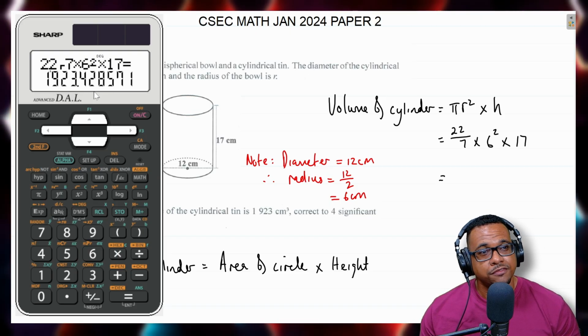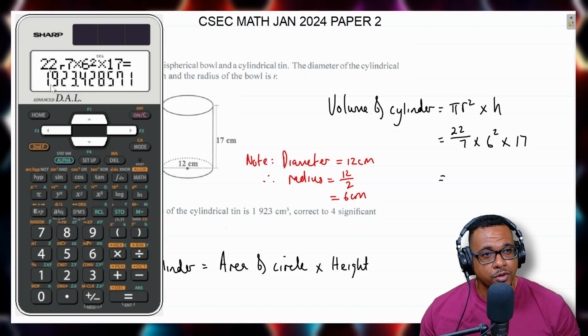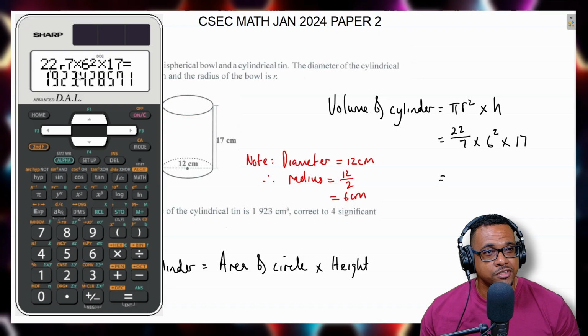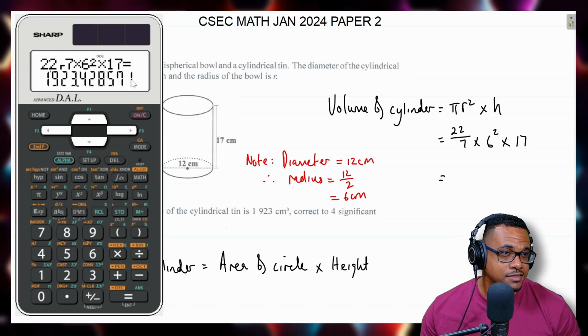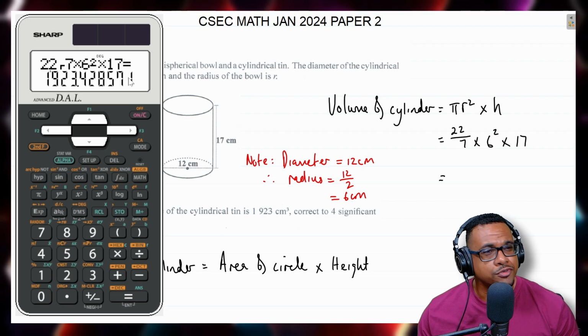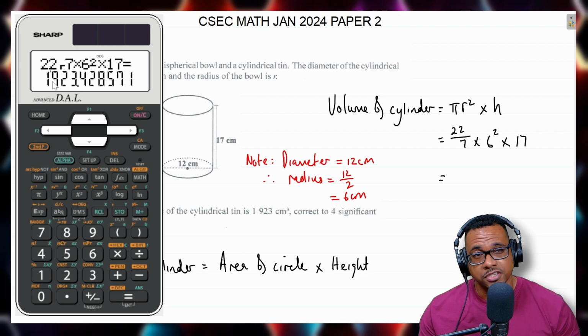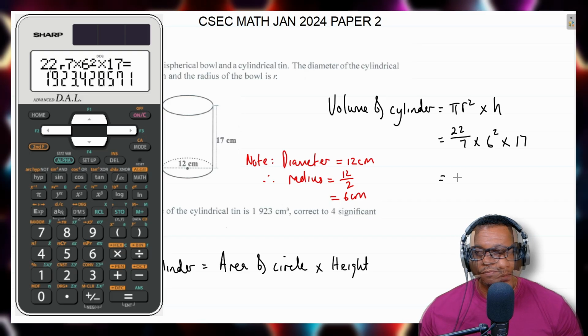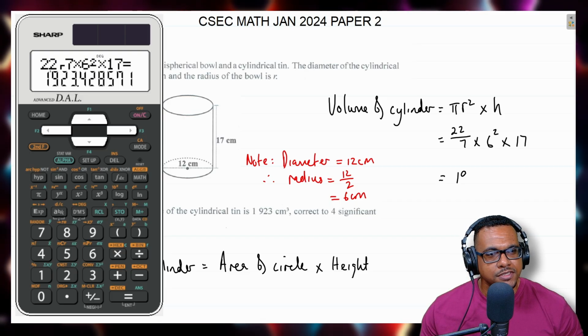Now they say they want it to 4 significant figures. So 1, 2, 3, 4, stop at the 3. After the 3 is a 4, therefore the 3 remains the same and everything behind it turns to zeros. But everything behind it is after the decimal point, so those zeros would not matter. So the answer would just be 1,923 centimeters cubed.